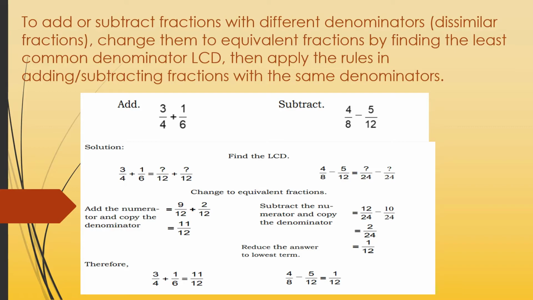Let us now subtract the numerators. 12 minus 10, the answer is 2. Copy the denominator, which is 24. Then find its lowest term. This is divisible by 2, so 2 divided by 2 is 1. 24 divided by 2 is 12. So our final answer for the difference is 1 over 12.